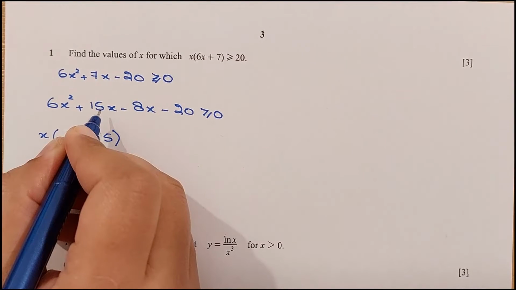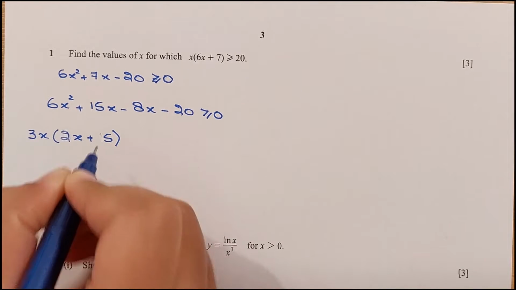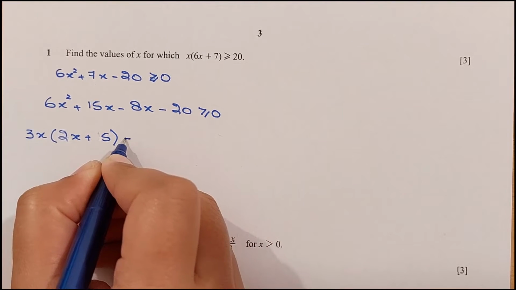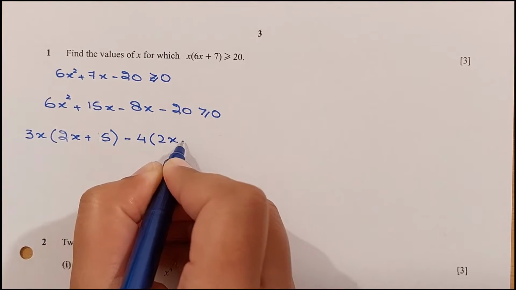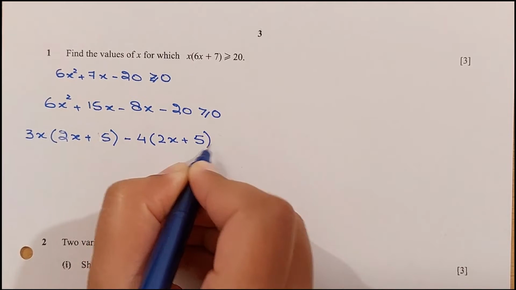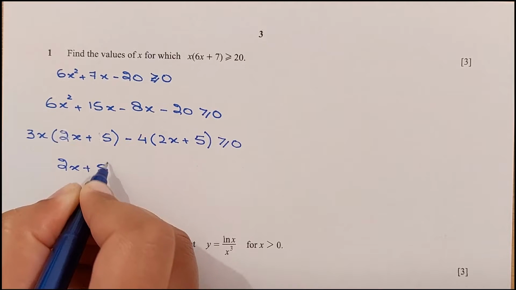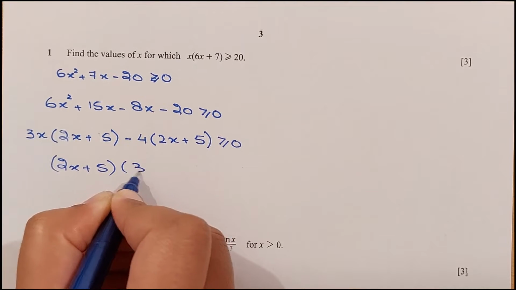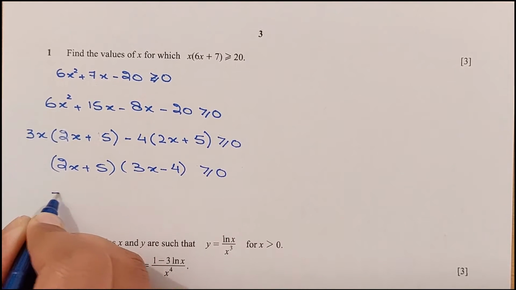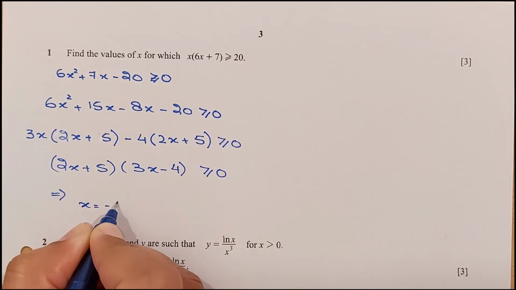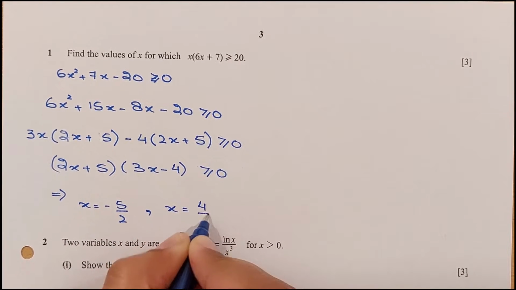From the first two terms, we can take 3x common. 3x times 2x is 6x squared, and 3x times 5 is 15x. Then we can take negative 4 common: negative 4 times 2x is 8x, and negative 4 times 5 is 20. The two factors are 2x plus 5 and 3x minus 4, and this is greater than or equal to 0. So we have here the two values of x: x equals minus 5 by 2 and x equals 4 by 3.